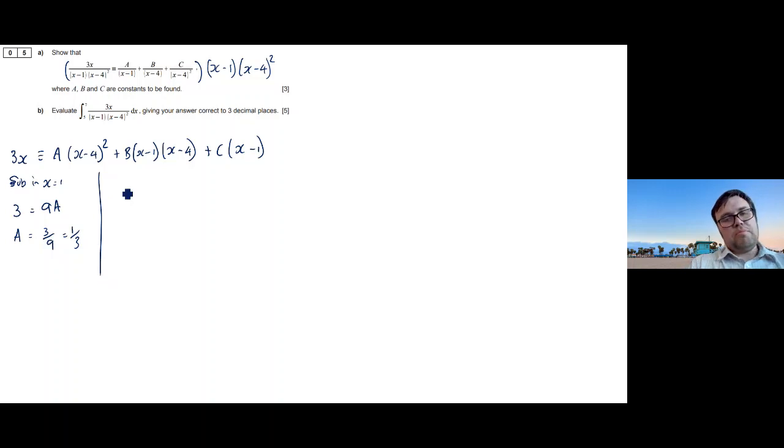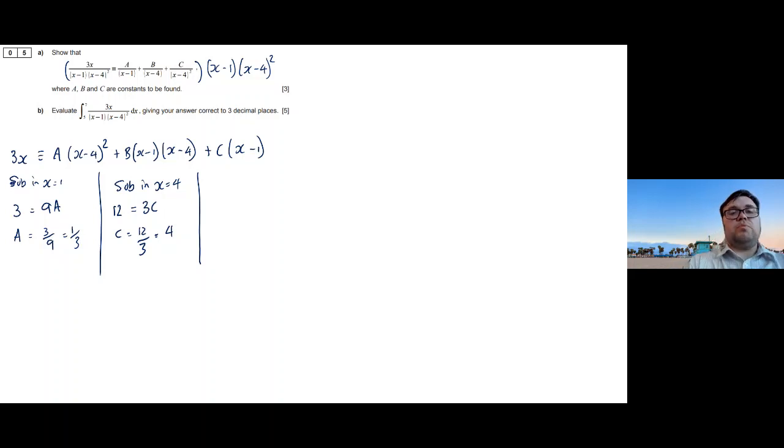Then I would sub in x equals 4, and in substituting in x equal to 4, that means a is going to be 0, b is going to be 0, and then I have an answer for c. So I'll have 12 equals 4, it's going to be 3c. So then c is 12 over 3, which is equal to 4. Then after that, as I said, there's nothing wrong with substituting something else in.